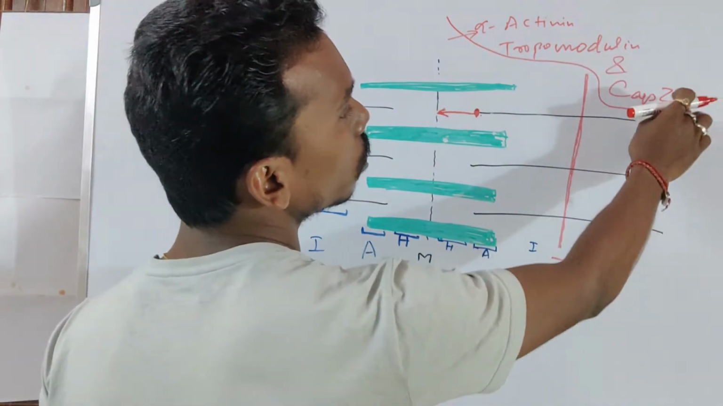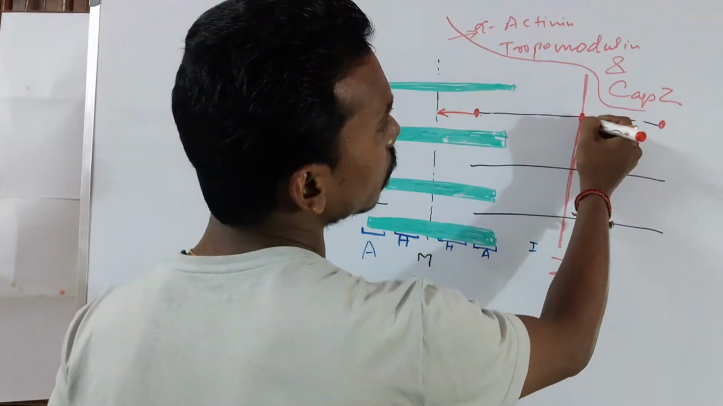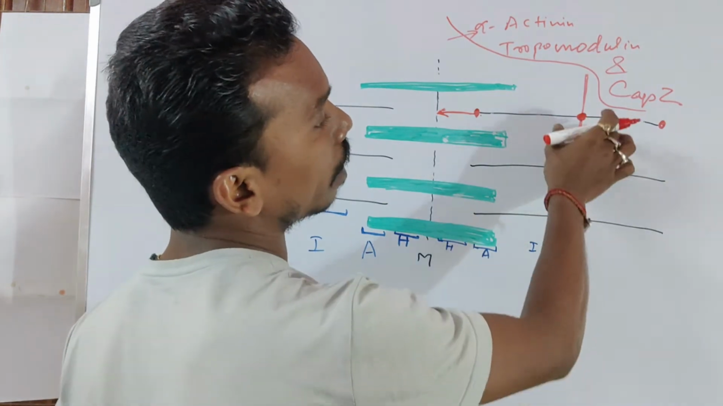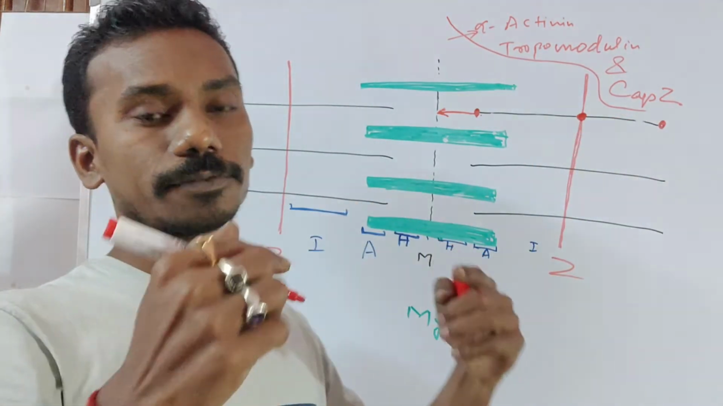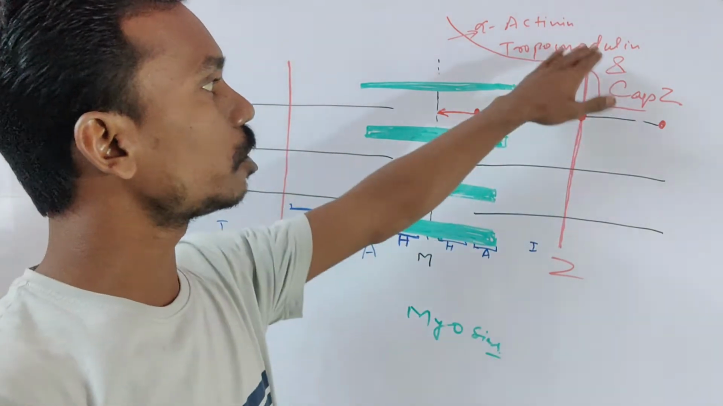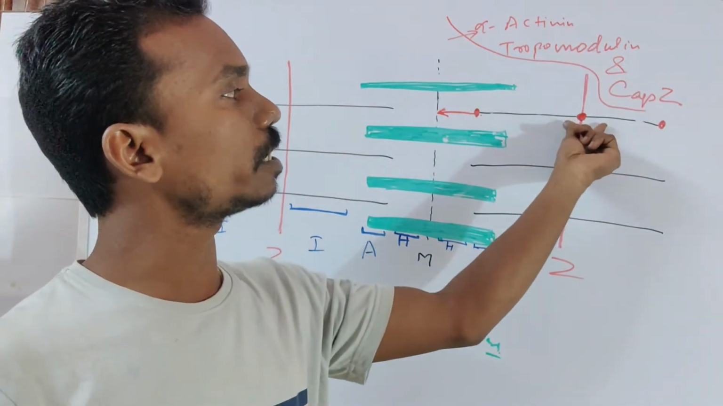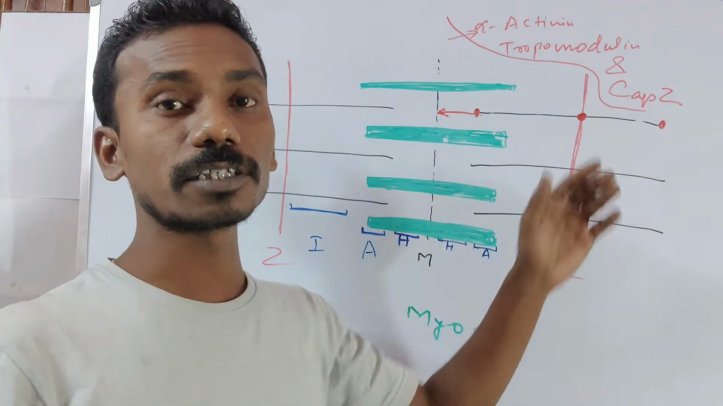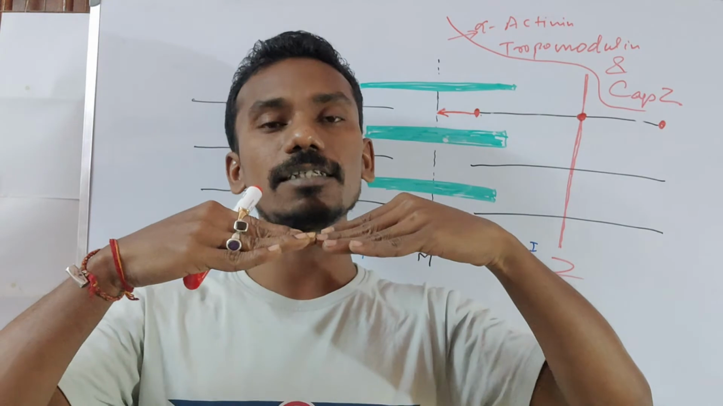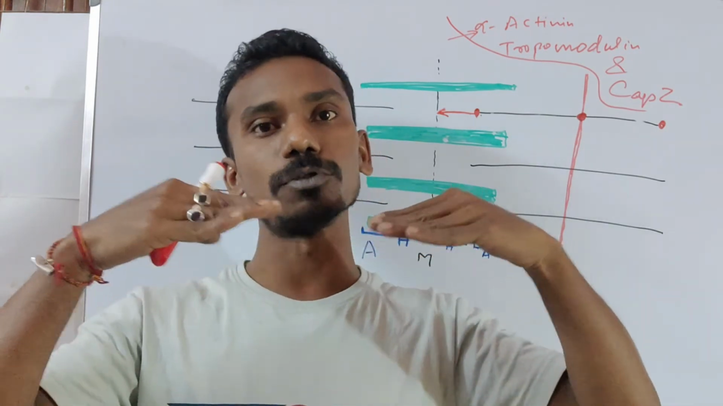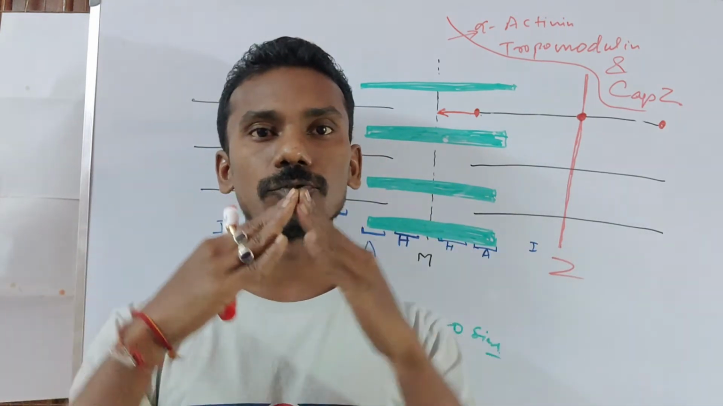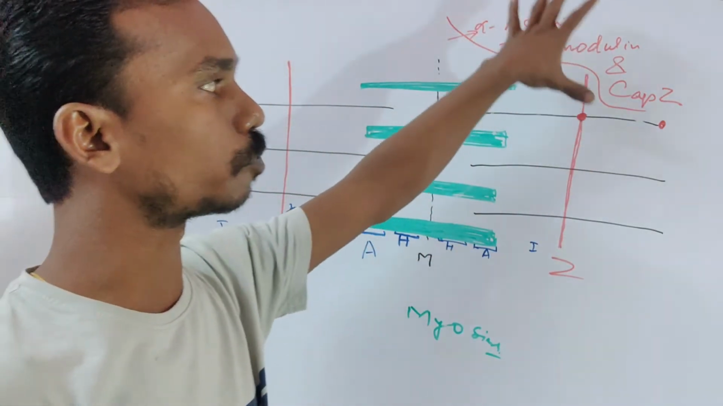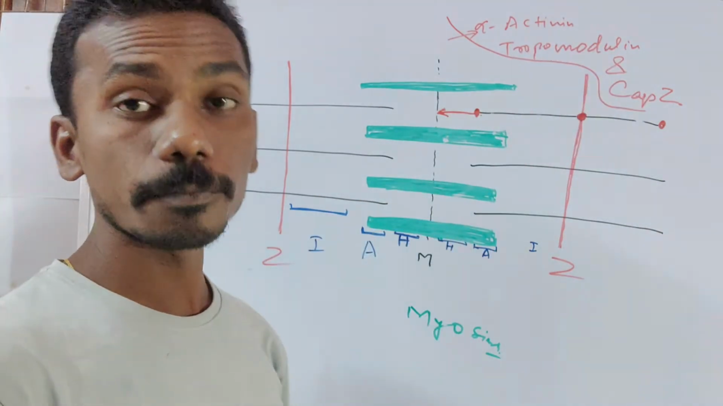And in case of tropomodulin and cap Z, these are present here in the Z line. In the Z line, they are just hanging. These proteins are present in the middle of the Z line, and they are holding the actin microfilament on both sides, so that they do not fall down. So this is the basic concept behind these proteins and the actin microfilaments.